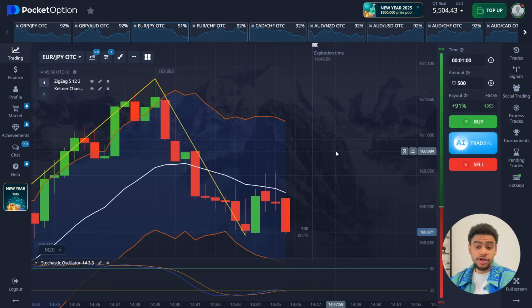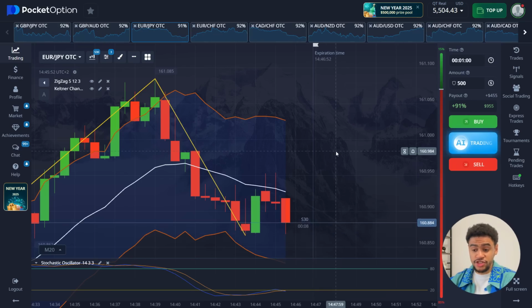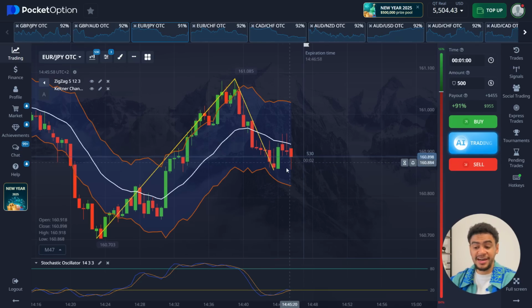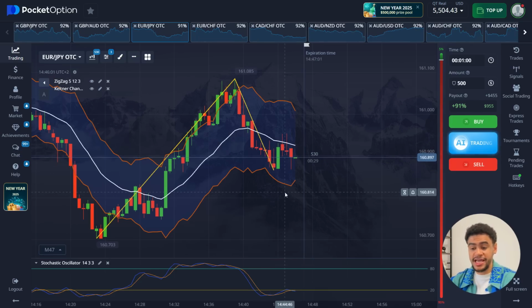Right, so here we are on the chart. Here's our strategy. I know this looks like a lot of things. We have 3 indicators here, and I'm going to delve into the settings for these indicators a little bit later. Now I just want to show you the strategy, how it works, and then we're going to look at the settings.